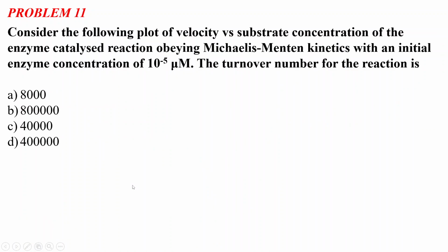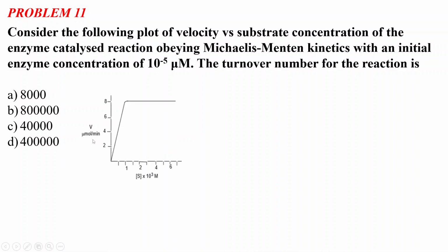So the next problem, I will quickly move to the next problem. It says: consider the following plot of velocity versus substrate concentration of the enzyme catalyzed reaction obeying Michaelis-Menten kinetics with an initial enzyme concentration of 10 to the power minus 5 micromolar. The turnover number of this reaction is given by these numbers. Okay, I just missed the graph. So, this is the graph.